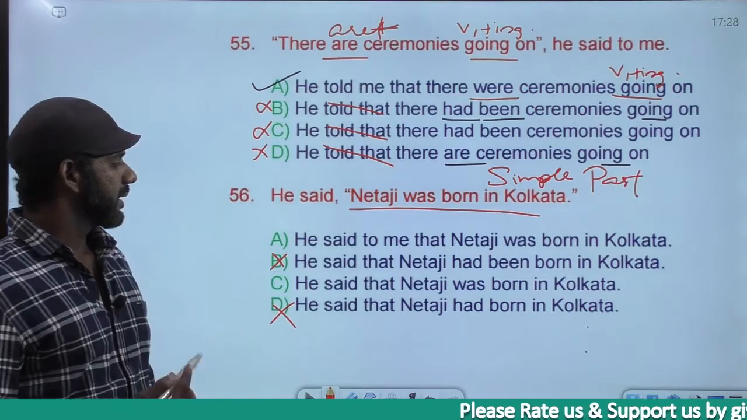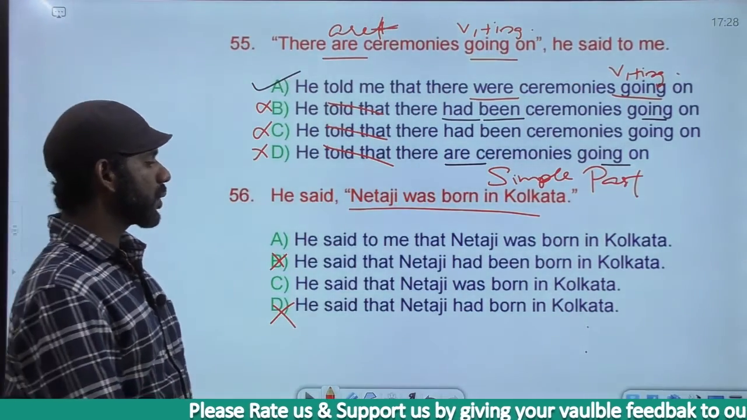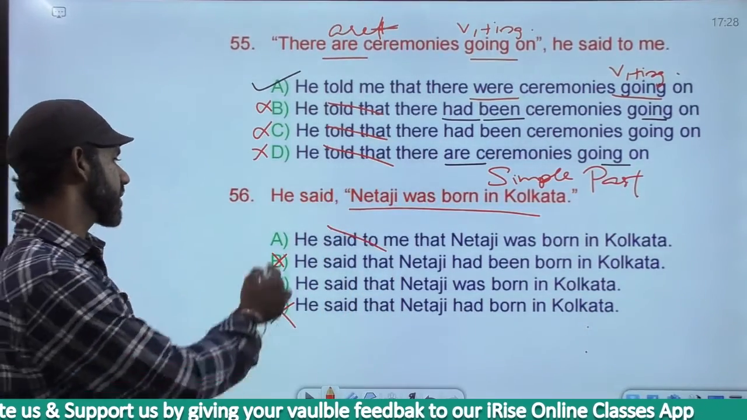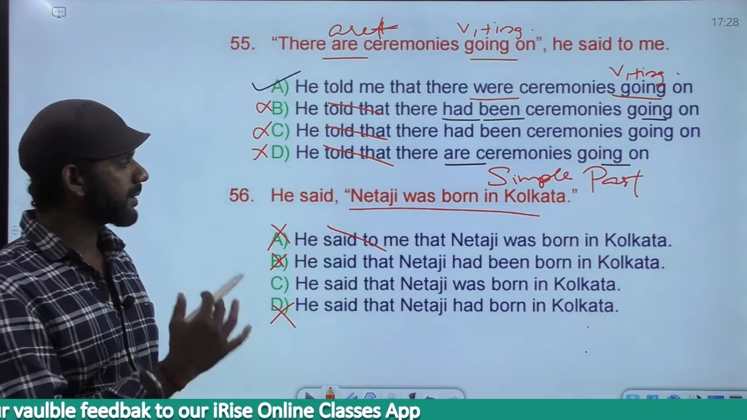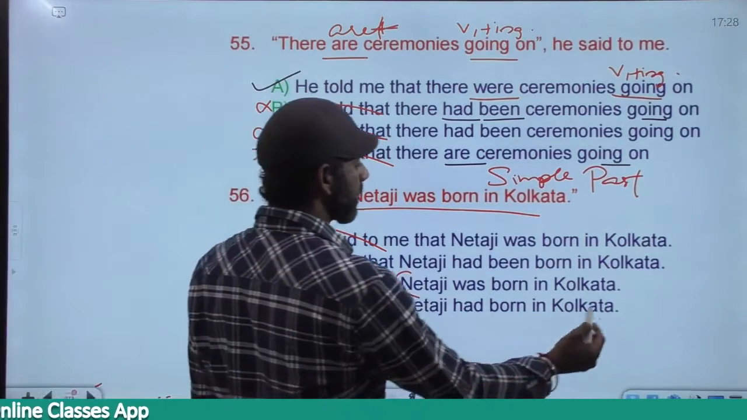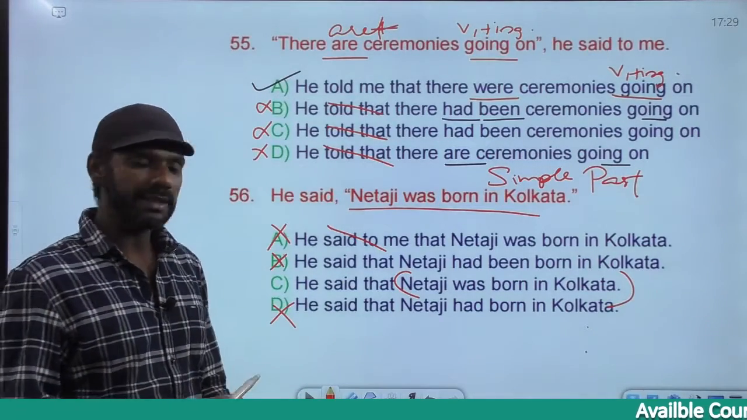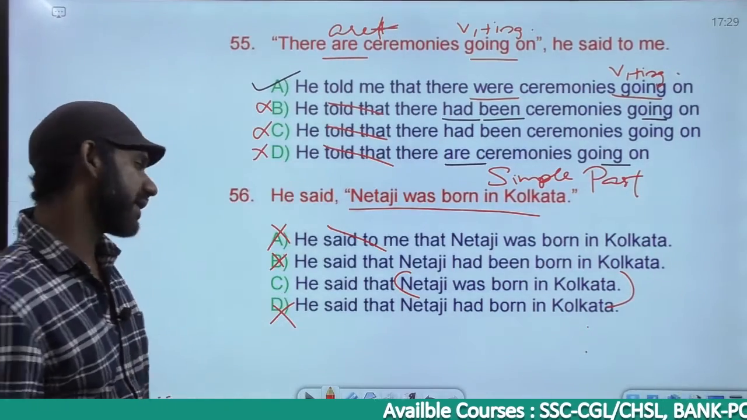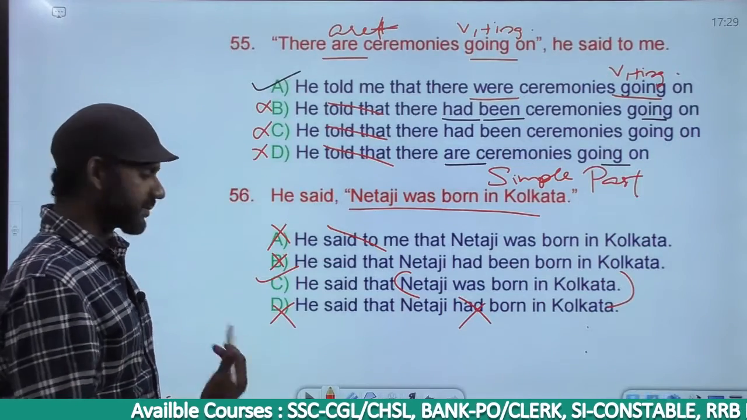Come to option A. He said to me that Netaji was born in Kerala. Said to comes in the direct speech. We want the answer in the indirect speech. Option A is gone. Come to option C. He said that. Said becomes said that. He said that Netaji was born in Kolkata. Simple past tense must be considered. The same tense, the same category. Option D. He said that Netaji had born in Kerala. Past perfect, eliminated. The answer must be option C. Fine. The next one.